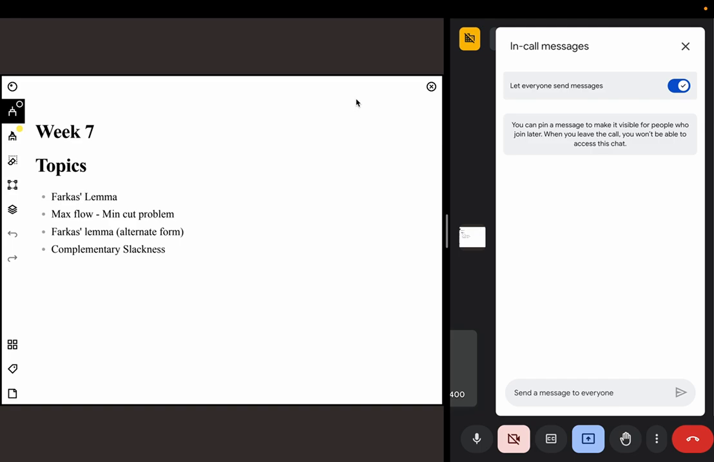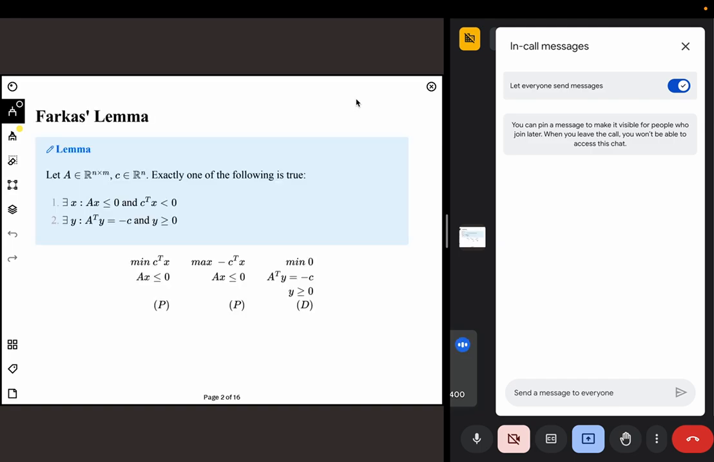So the first concept is the Farkas lemma. Here we have a matrix A of dimension n cross m and another vector c in R^n. And there are two statements here. This particular lemma states that only one of them is actually true.